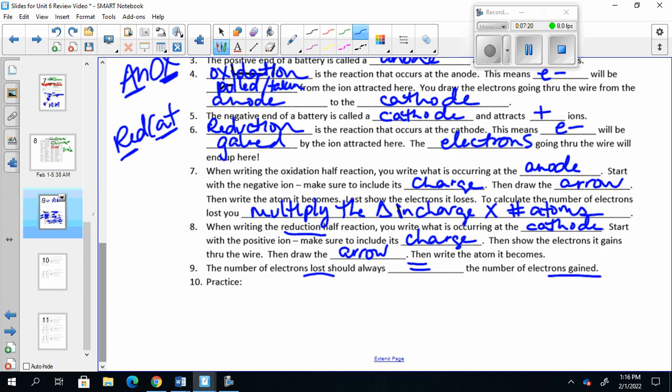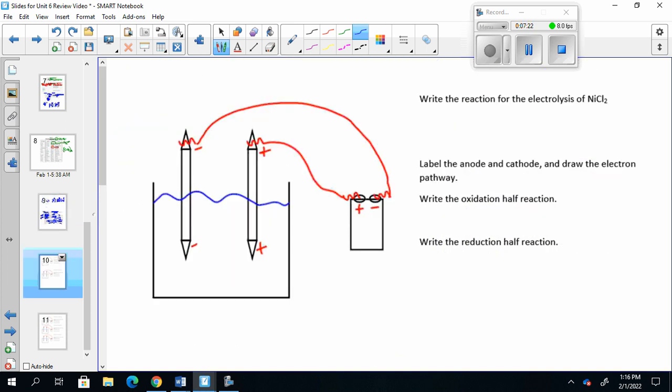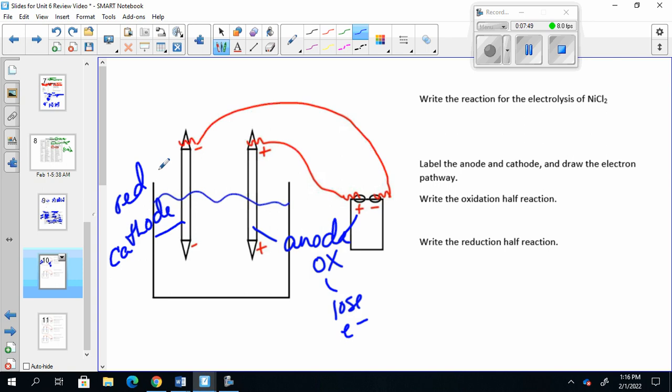All right, let's go through and do a practice together. So the first thing you always want to do is label. So the positive end is going to be your anode. I always write anox because it reminds me this is the side that's going to lose electrons. The negative side of a battery, this is the cathode. That is my red cat. This is the side that's going to gain the electrons because it's doing reduction.